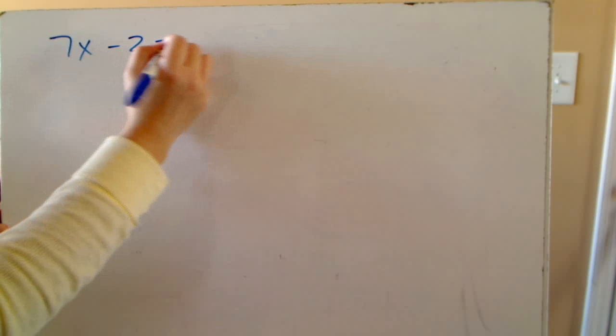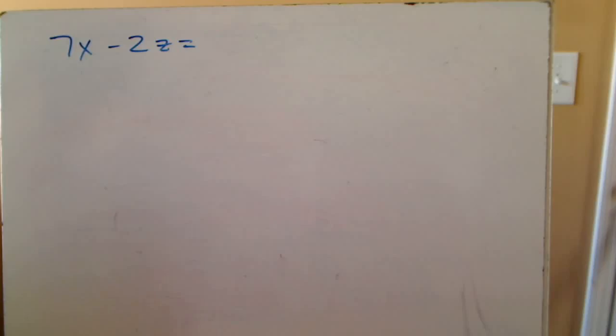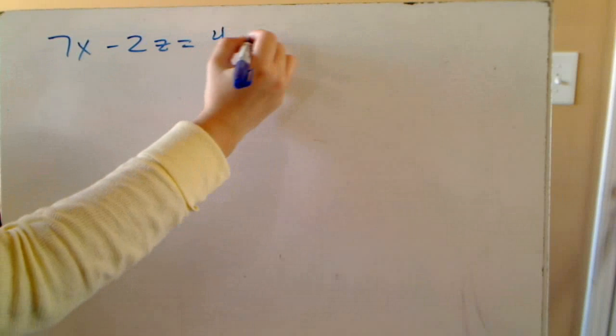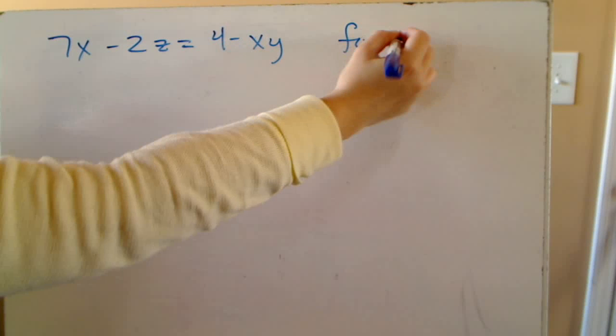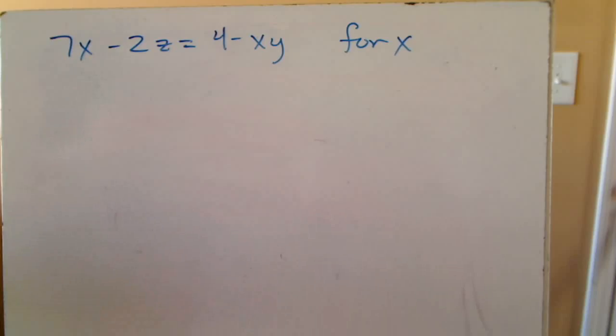Okay, the next example, I'm going to do the same thing again. We're going to solve 7x minus 2z equals 4 minus xy, 4x. Okay, this one can be a little bit tricky later on.